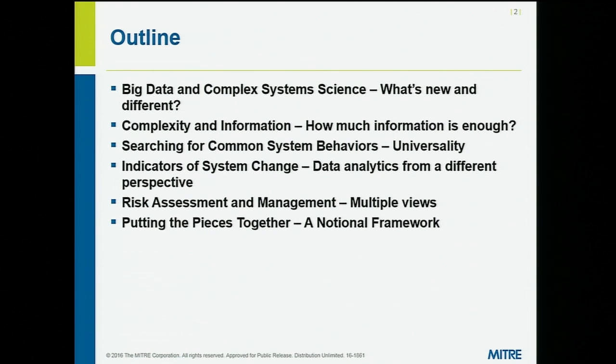Searching for common system behaviors is going to be very important, because that really begs the question, how much data or how much information is enough to basically close the system so that you understand something about that system as a whole? How much information is really required to do that? What are some of the indicators of system change that we use in the complex sciences community that could be literally mined for this big data application?